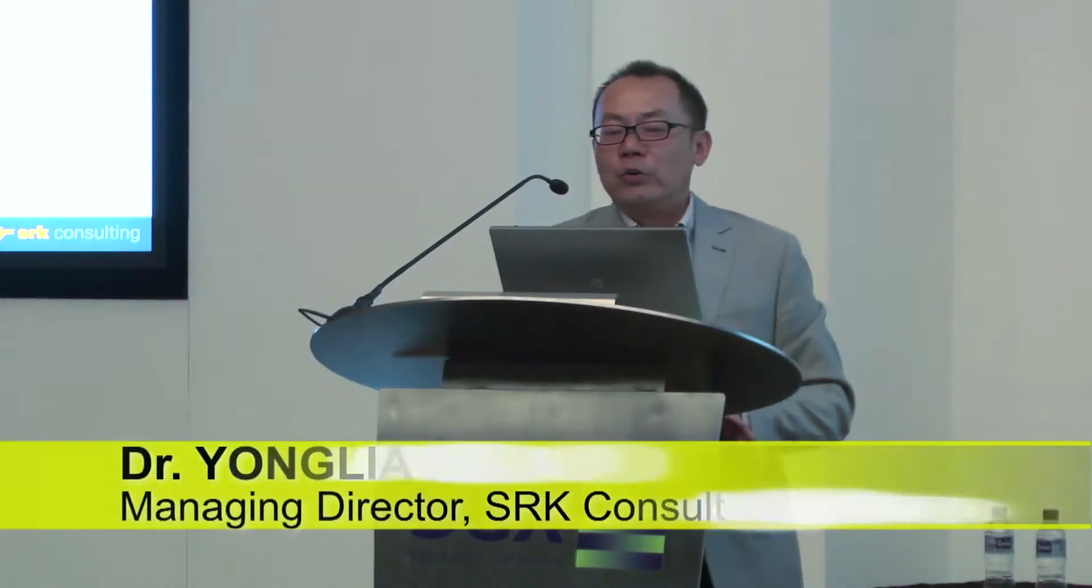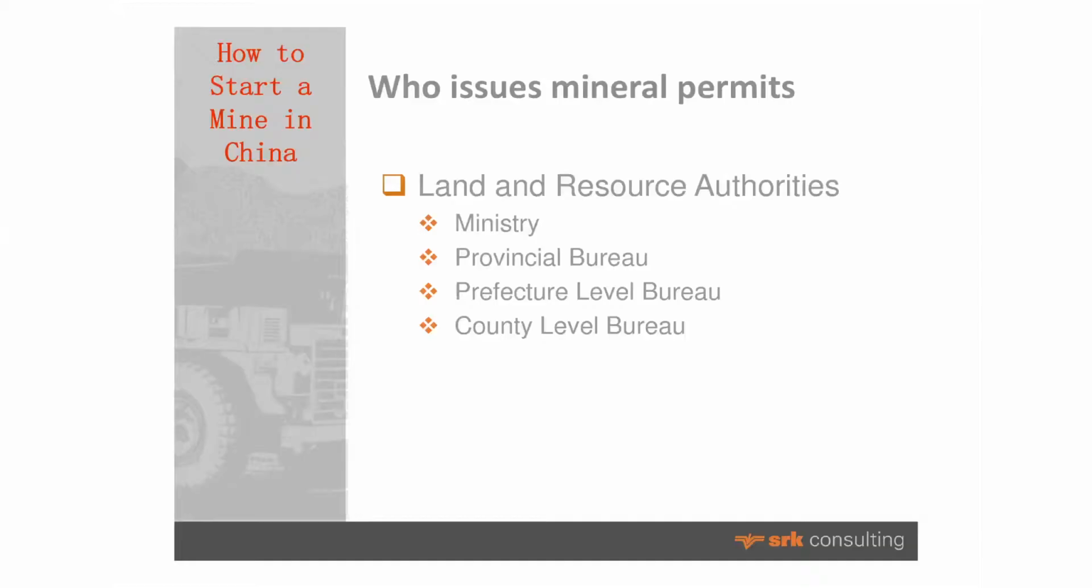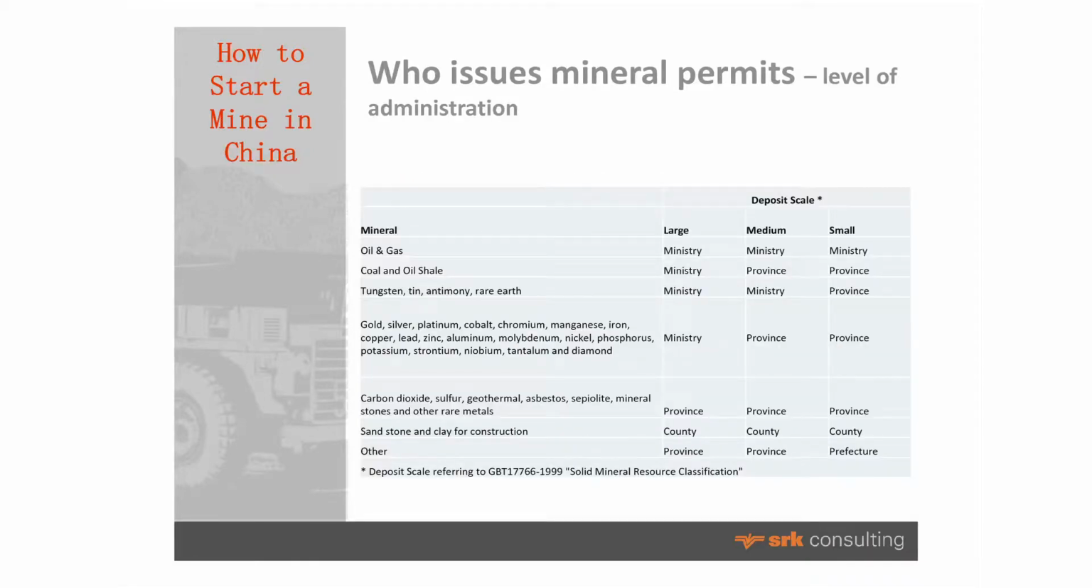In China, we have 4 levels of authorities that can issue the license. So we've got the ministerial, provincial, prefectural, and county level. Each level has certain authorities and limits of rights as well. This is just to give you the broad view of who is going to issue the mineral permits.